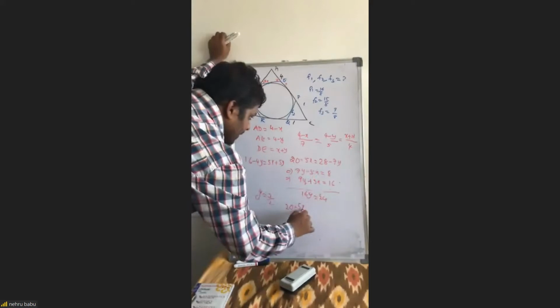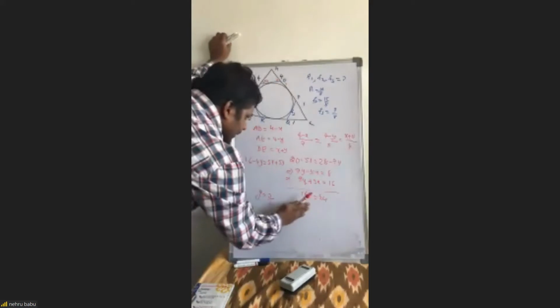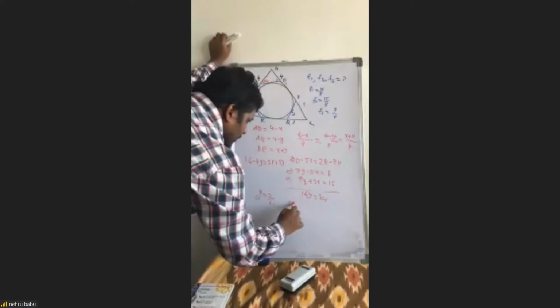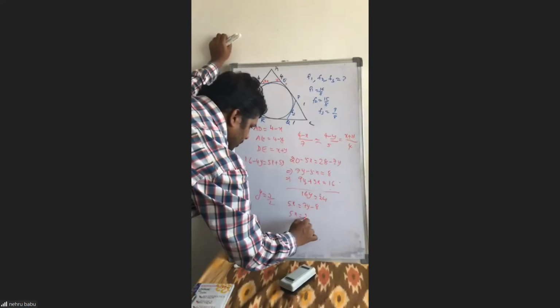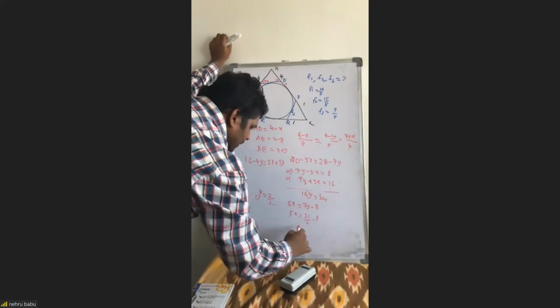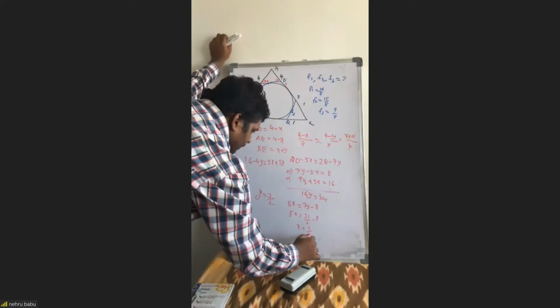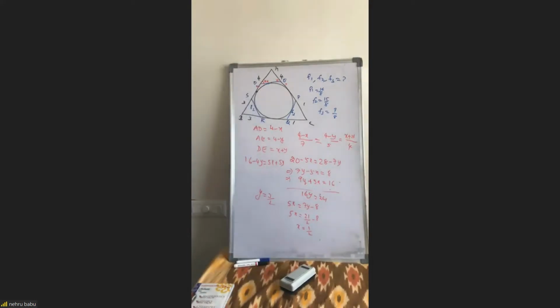20 minus 5x equal to 28 minus 7y, so 5x equal to 7y minus 8. 5x equal to 21 by 2 minus 8. So x equal to 1 by 2. So y is 3 by 2, x is 1 by 2. So F1 value you are getting as 2. Yes. In a similar way, you can find F2 and F3 also.